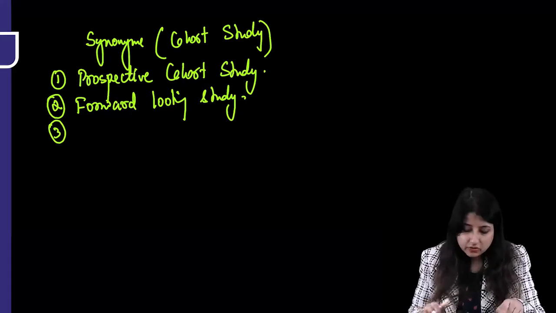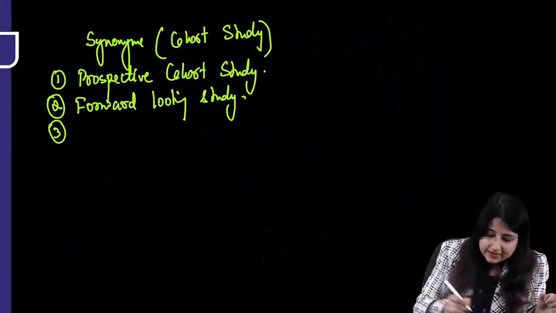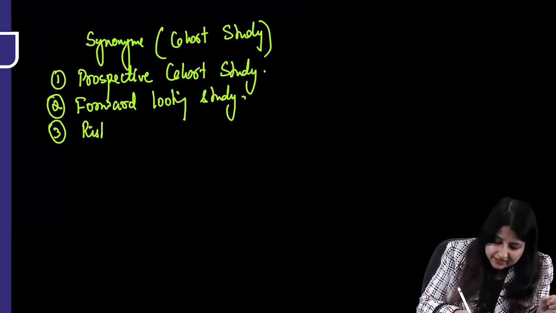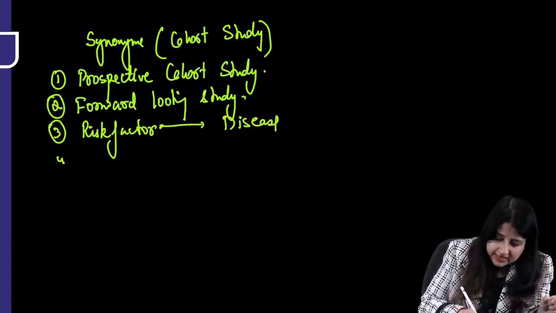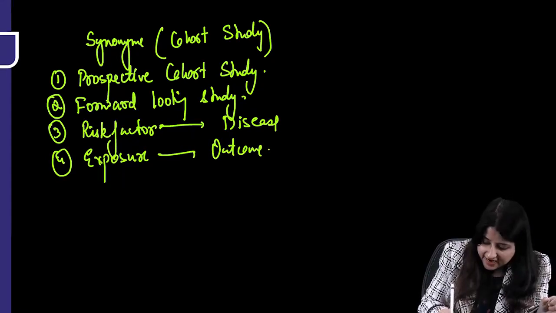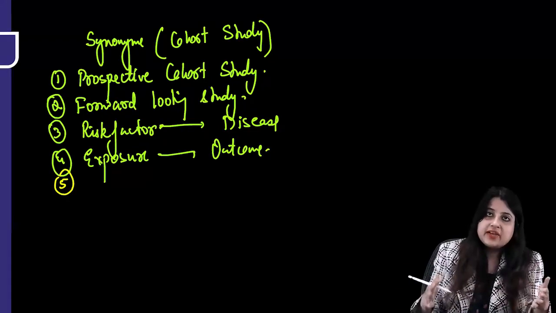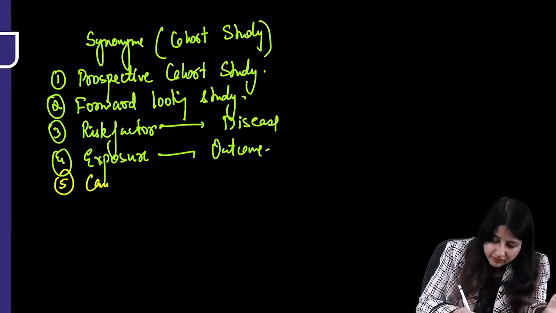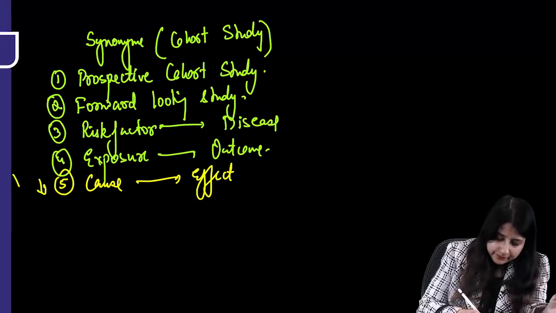You're moving from, if you look at this study, from risk factor to outcome, right? So you can say risk factor to disease. You can also say exposure to outcome. And very, very important, they also say, will you say cause to effect or effect to cause? So you are also moving from cause to effect. This is a PYQ.